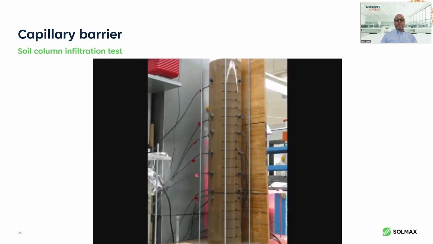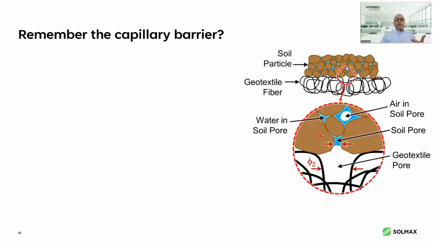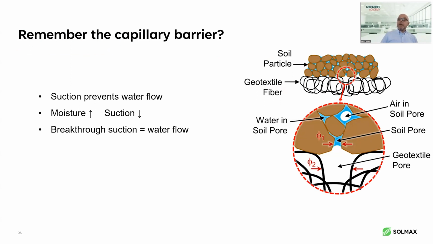So what happens? Well, with the capillary barrier, what happens is that the pore sizes within the soil are much smaller than within the geotextile. So they inherently have much higher suction, and the moisture stays in the soil. But as the moisture content increases, that suction decreases until we hit the point where there's a breakthrough suction. And once we hit the breakthrough suction, that's when the water is allowed to flow again, and we now have saturated soils.